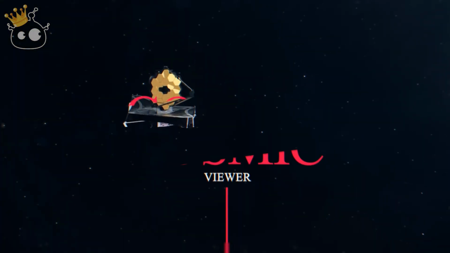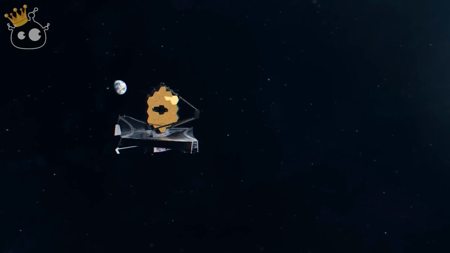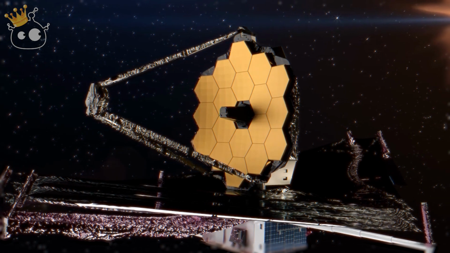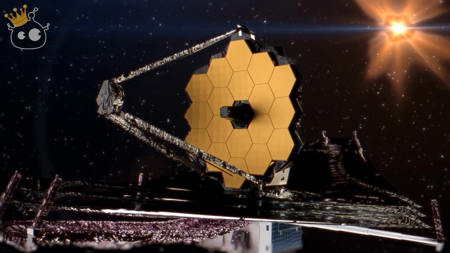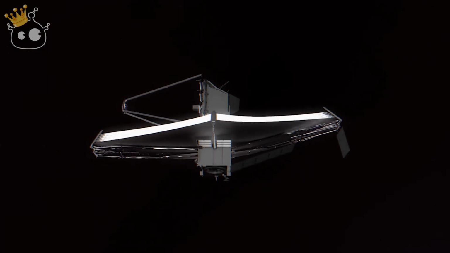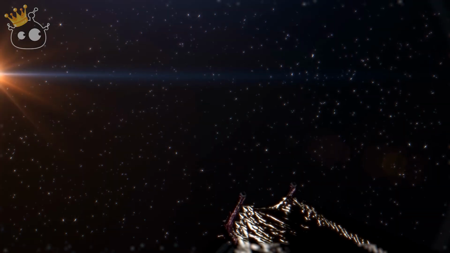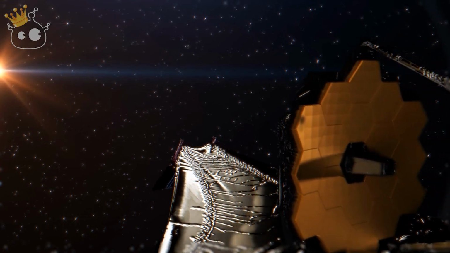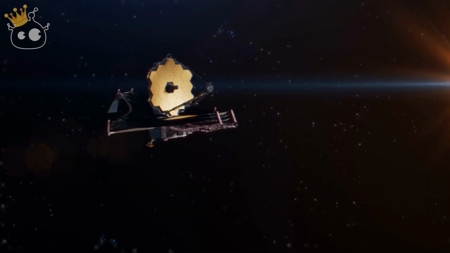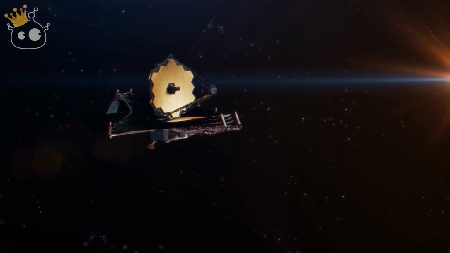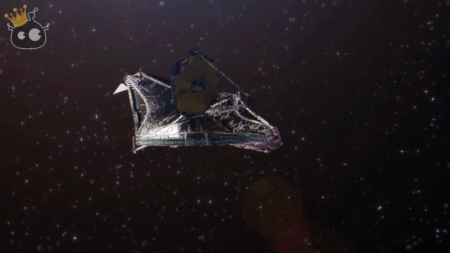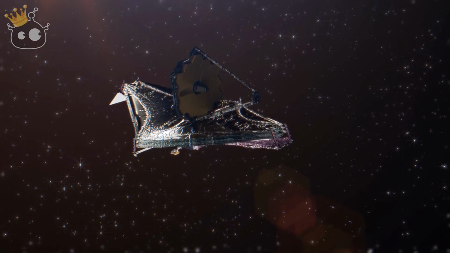The JWST is a space telescope that will be launched in October 2023 and will orbit around the Sun at a distance of about 1.5 million kilometers from Earth. The JWST will have a primary mirror of 6.5 meters in diameter and will operate in the infrared range of the electromagnetic spectrum from 0.6 to 28 micrometers. The JWST will have 4 scientific instruments: a near-infrared camera, a near-infrared spectrograph, a mid-infrared instrument, and a near-infrared imager and slitless spectrograph.